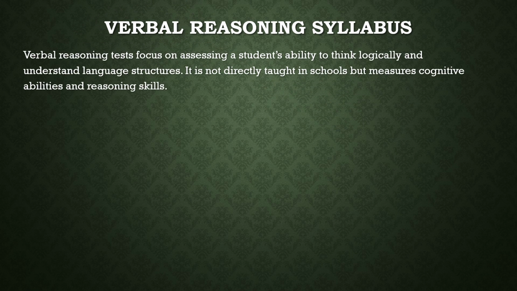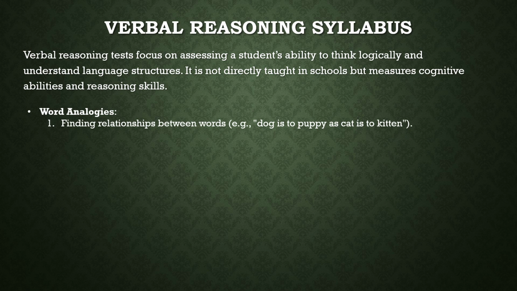So the verbal reasoning test mainly focuses on assessing a child's ability to think logically and understand language structures. It is not directly taught in the state schools, but it's used as a measure to understand the cognitive ability and reasoning skills of a child. So generally they cover word analogies, wherein finding relationships between words.